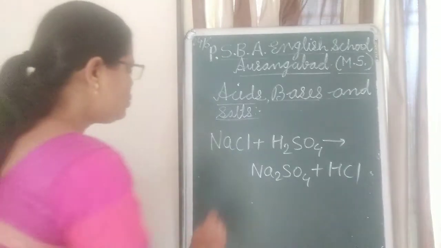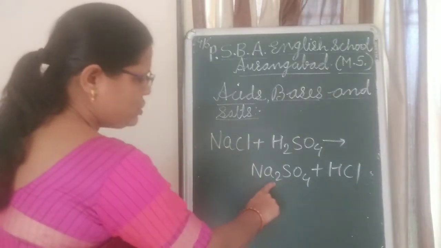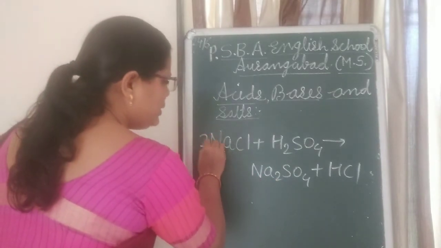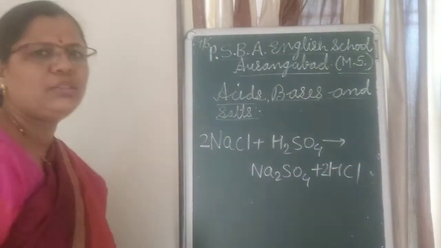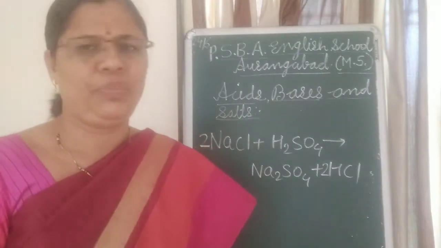Okay children, so this NaCl, we will just balance it as sodium sulfate. It is Na2, two atoms are there of sodium, that is why 2 NaCl it will be, and here it will come 2 HCl. So this is the balanced chemical equation. I will not discuss about it because already we have discussed.